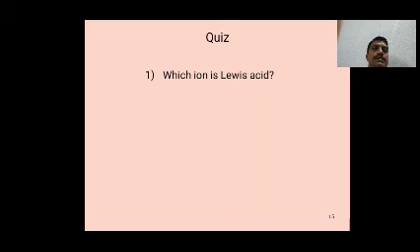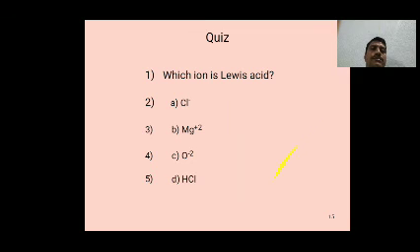Which ion is a Lewis acid? All cations are Lewis acids. Options: Cl-, Mg2+, O2-, HCl. Cl- is an anion, O2- is an anion, HCl has no charge, so the positively charged Mg2+ is the Lewis acid. Correct answer B.